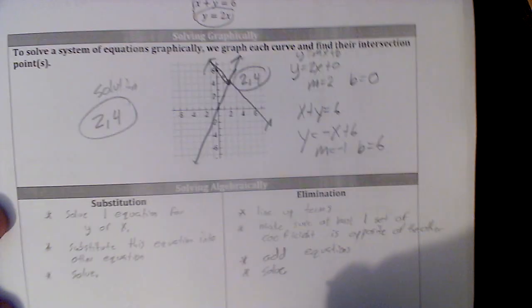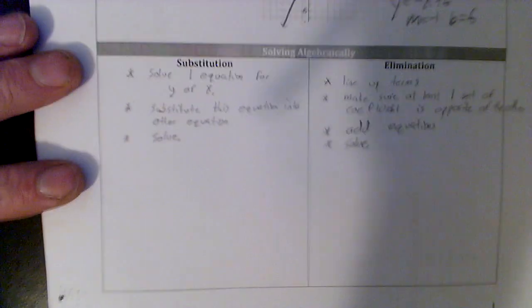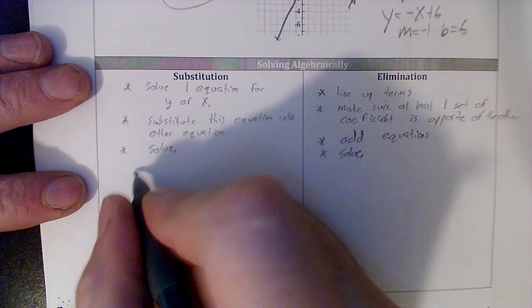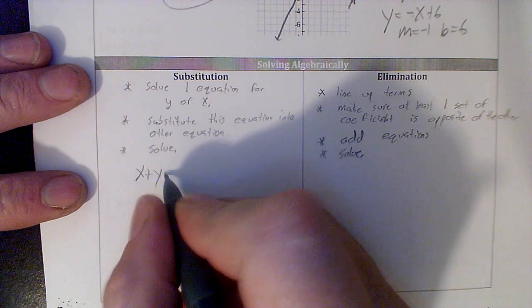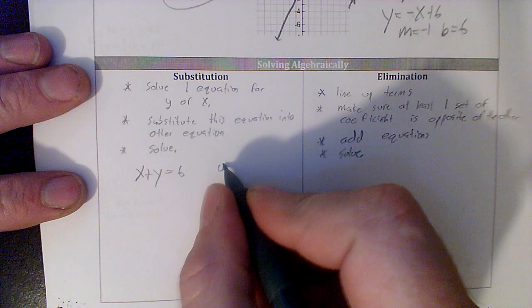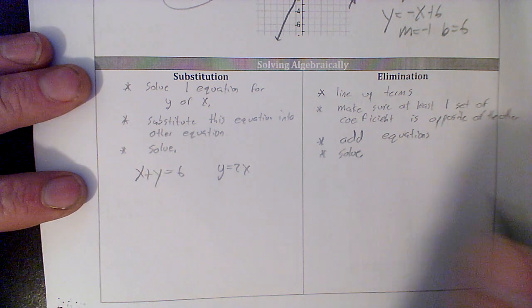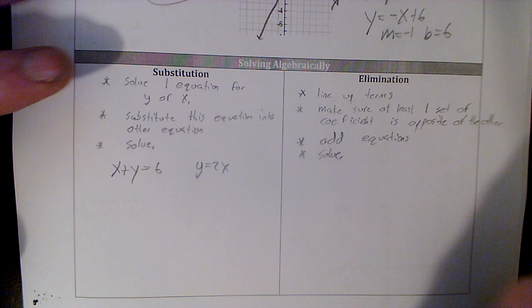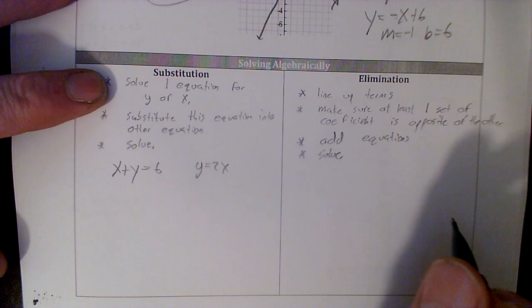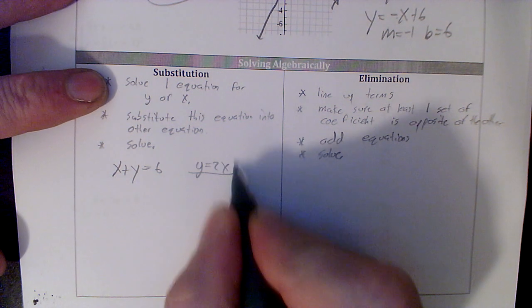Now there's other ways to do it too. Alright, there's substitution. Well, if you're going to use substitution, which I probably would on this one, let's write our 2 equations. X plus y equals 6 and y equals 2x. You follow these steps. If you want to pause it and write those steps, let me read this one first. Solve one equation for y or x. Well, this one is solved for y.